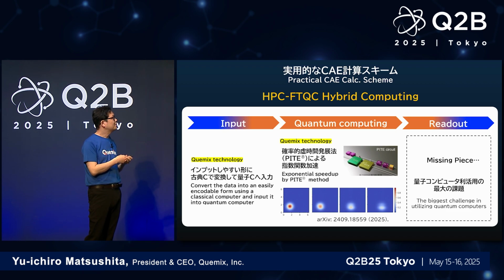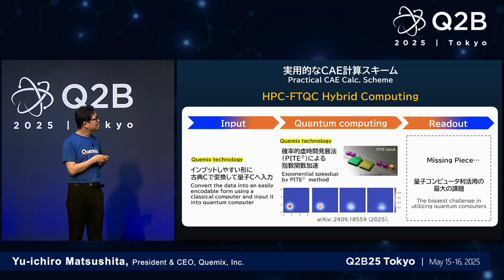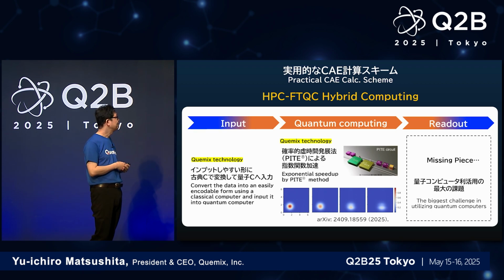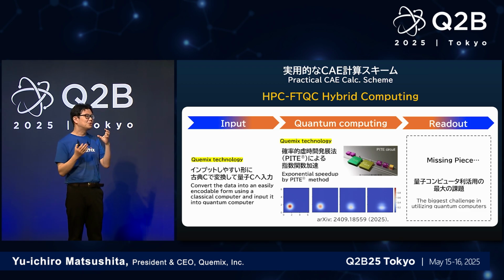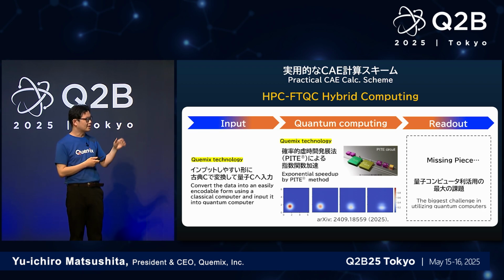In order to realize practical CAE calculation for input and readouts, we believe that the answer is HPC and FTQC hybrid computing. So let me start with the input. Even though it's challenging, it's an area where you can build a strategy. Even at Quemix, against different inputs, we have converted them so that they are encodable using a classical computer and input into a quantum computer. We have developed that technology.